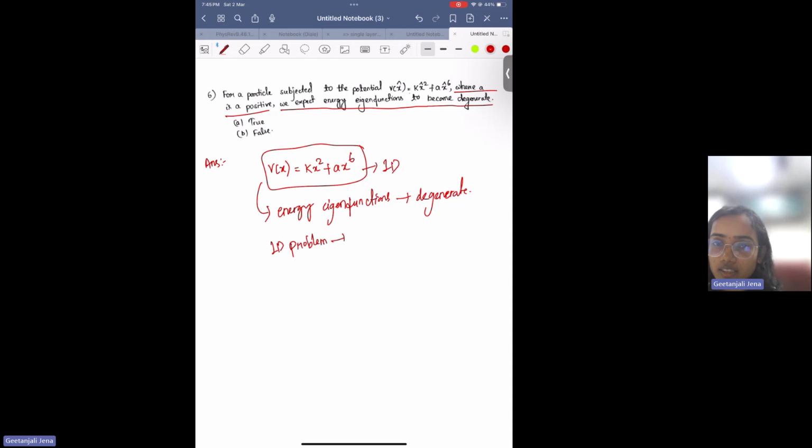For 1D problem, there is no degeneracy. All states are non-degenerate. If you have 2D, 3D problem, then in that case, the degeneracy appears. So that means this statement is false. So energy eigenfunctions are not degenerate, they are non-degenerate. Okay. So this is false. The answer is B. This is one of the conceptual problems.